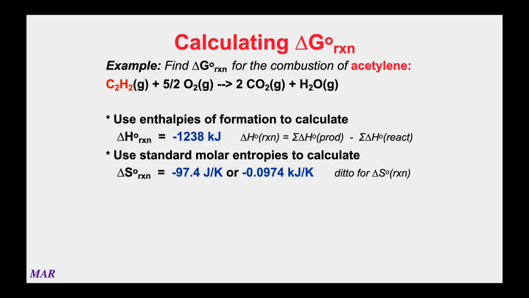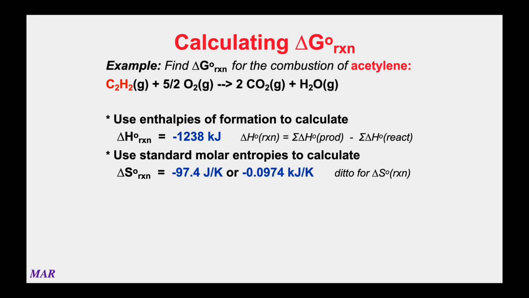So if you do that, you should get negative 97.4 joules per Kelvin. Now, first of all, let's look at the sign. This is not an entropy-driven reaction. This reaction is not favored by entropy. If you look at that reaction, you're going from 5 halves, which is 2.5, plus 1, so from 3.5 moles of gas to 3 moles of gas. You're going from more disorder, more moles of gas, to less disorder, less moles of gas. Entropy's not happy with that. So entropy here is a negative number.